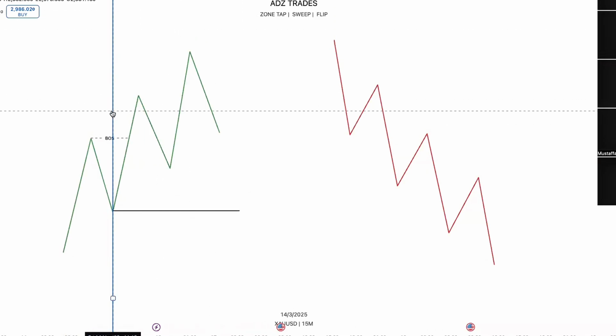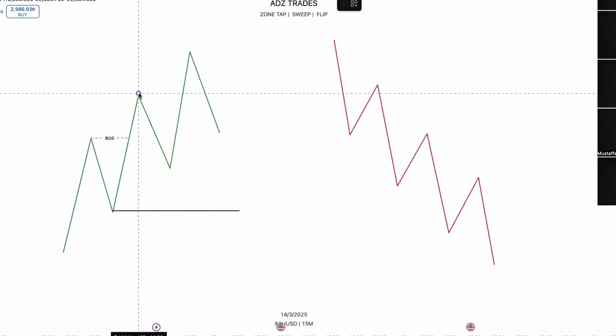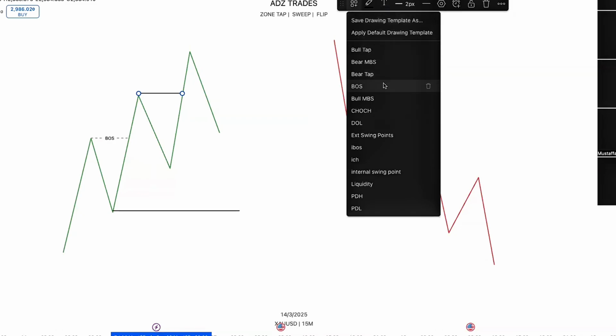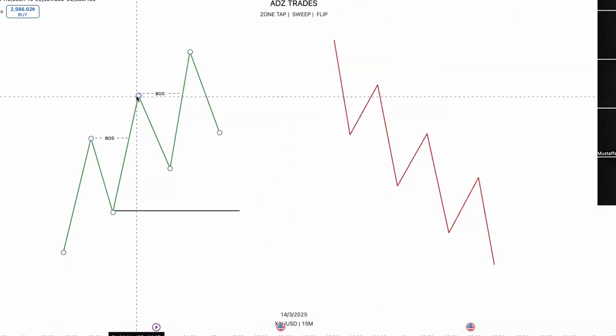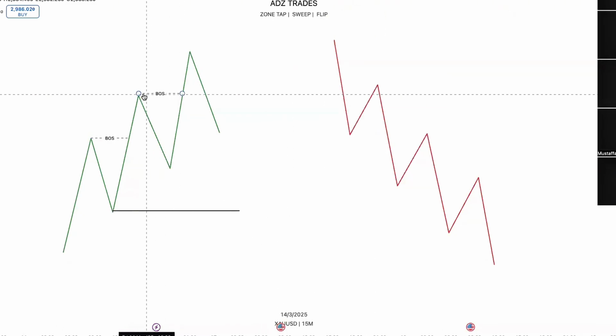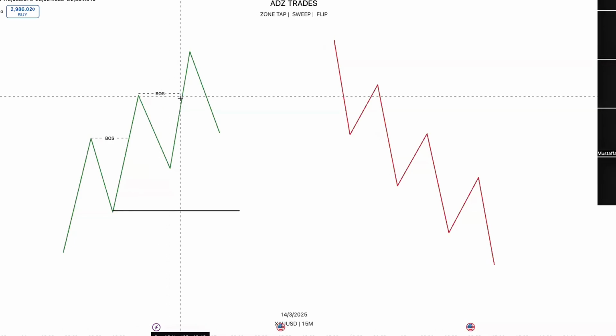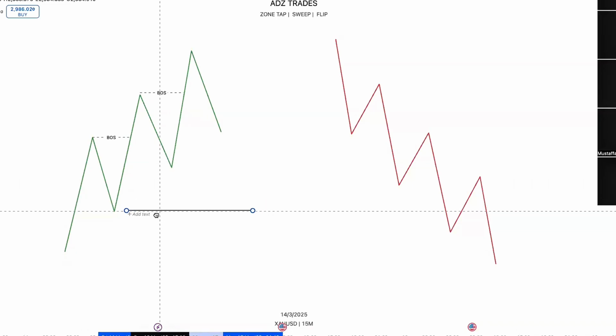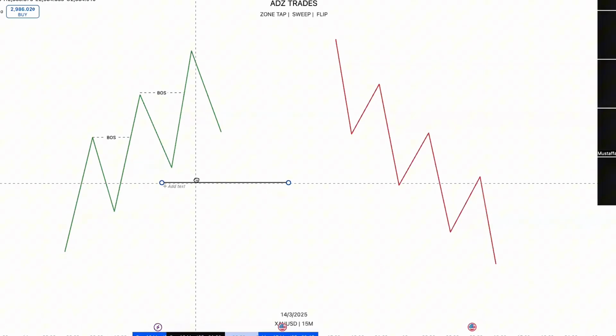So this is our protected low. Then when we have a new high up here and we candle close, not wick, guess what that becomes? A new break of structure. Now, where's the lowest point between this high and where we closed above it? It's this point here. So guess what? Our protected low is no longer here. Our protected low is now here.